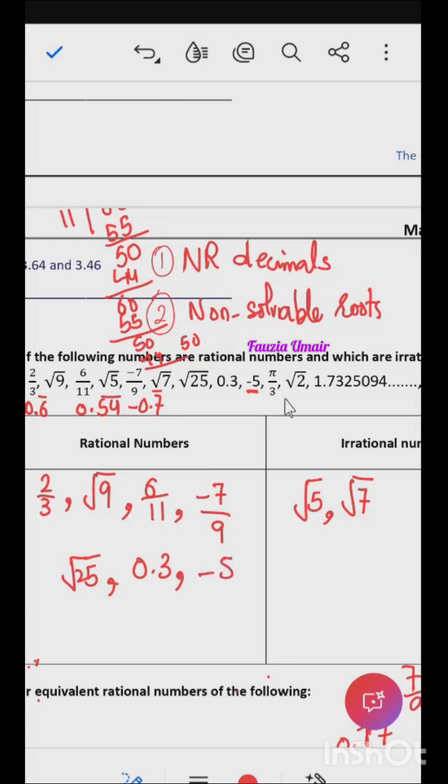Next is pi by 3. Who can tell me about pi by 3? Ma'am, it is irrational. Tawassul, why is it irrational? It cannot end. Pi is irrational, so definitely pi divided by 3 is also irrational, because wherever pi is there, it is an irrational thing. So what about the square root of 2?